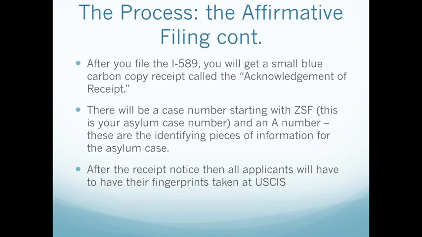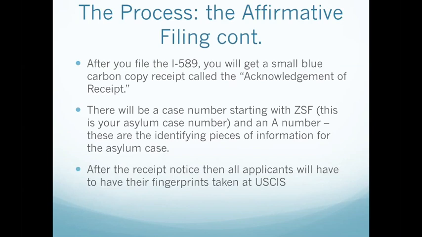So after you file the form I-589, you'll get a small blue carbon copy receipt called the acknowledgement of receipt. And there will be a case number starting with the ZSF. That's for the San Francisco Asylum Office, and that is your asylum case number. So when you correspond with the asylum office, you need to have that number ready, because that's how they identify the case. And then your client will also be assigned an A number.